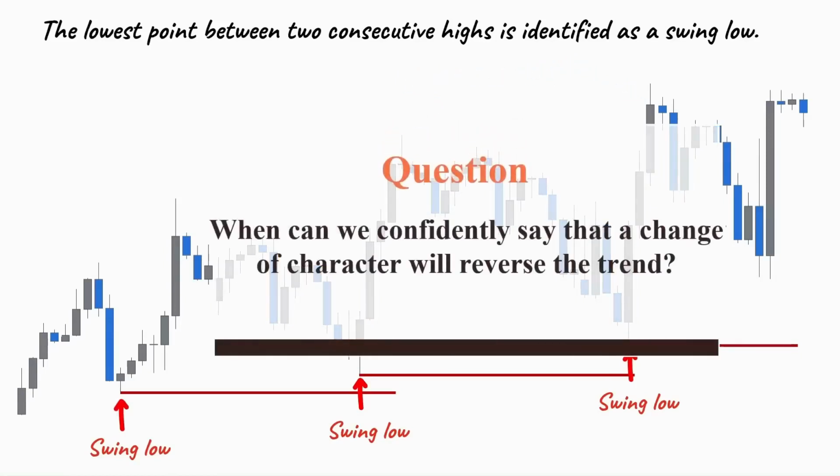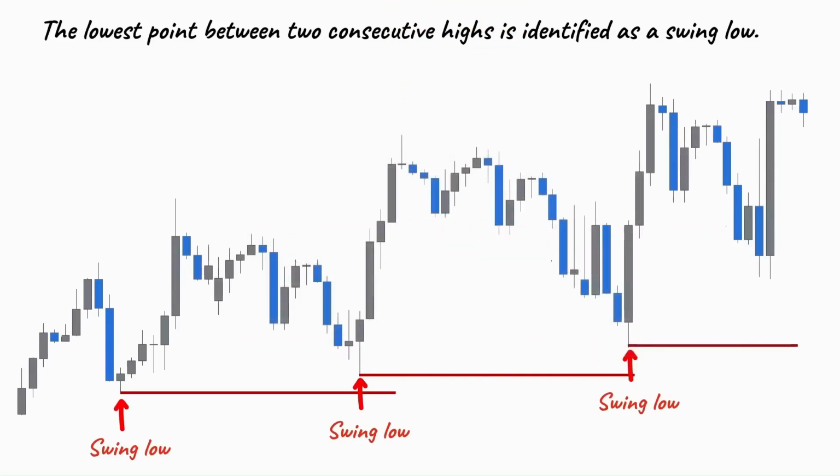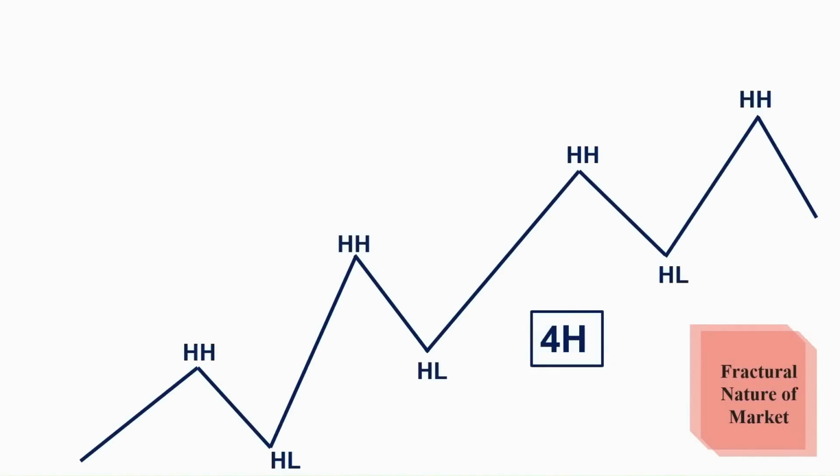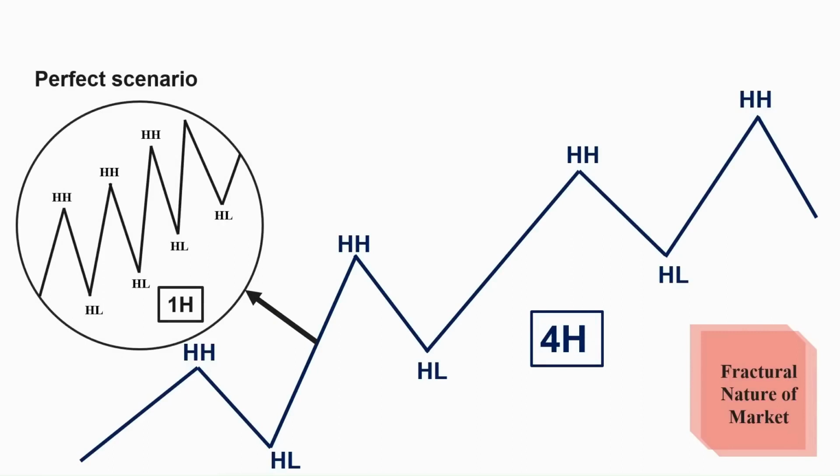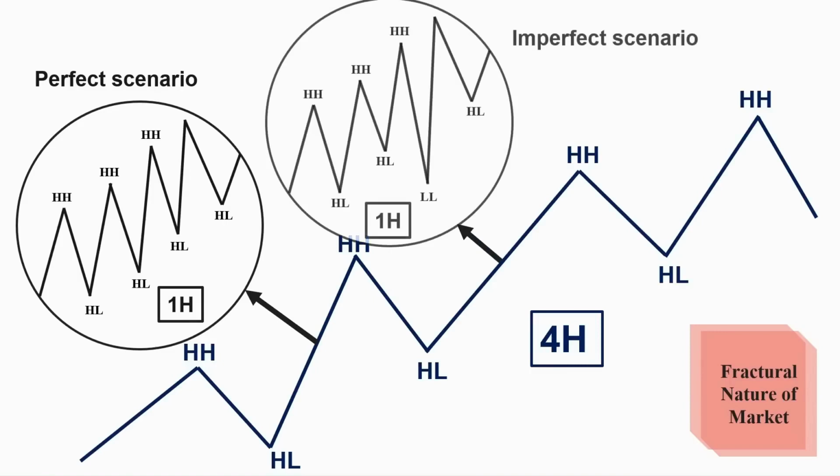Now here comes another question. When can we confidently say that a change of character will reverse the trend? To answer this question, you need to understand the fractal nature of the market. Imagine we have an obvious uptrend in the 4-hour time frame with a series of impulsive and corrective moves. The market continuously makes new higher highs and respects the higher lows. If you zoom into the 1-hour time frame, you will notice that this 4-hour impulsive wave consists of impulsive and corrective moves that respect the higher lows.